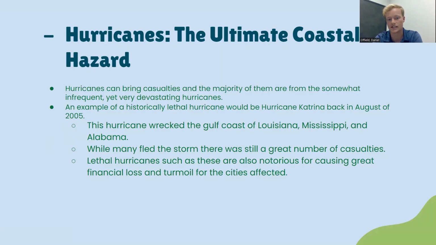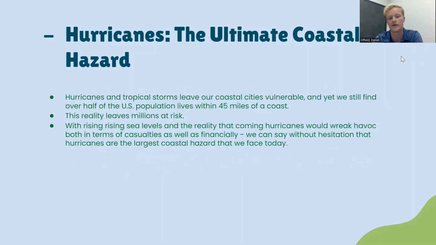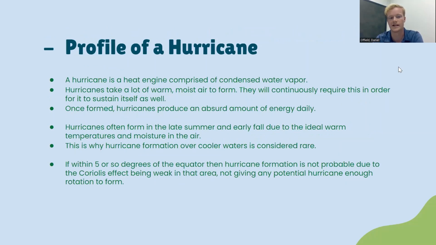Lethal hurricanes such as these are also notorious for causing great financial loss and turmoil for the cities that are affected. Hurricanes and tropical storms leave our coastal cities vulnerable, and yet over half of the US population lives within 45 miles of a coast. This reality leaves millions at risk, and with rising sea levels and the reality that coming hurricanes would wreak havoc, both in terms of casualties as well as financially, we can say without hesitation that hurricanes are the greatest coastal hazard that we face today.